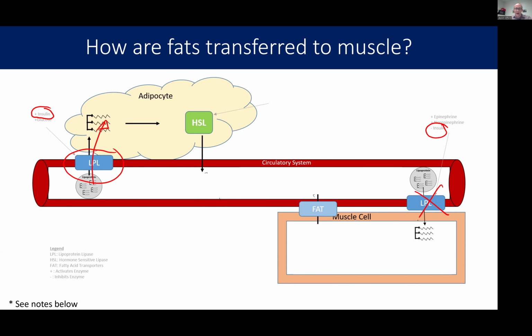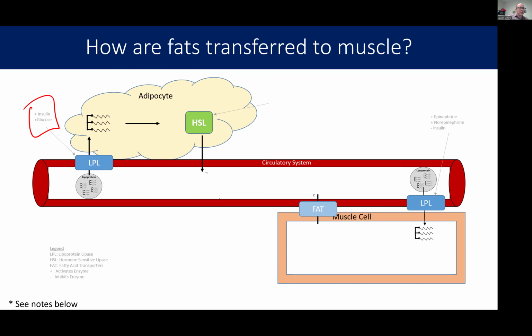So after exercise or after eating a dinner, you're going to be signaling for storage of triglycerides in the adipocytes, not in the skeletal muscle. Now, it's also stimulated by high glucose, which is very similar to this rest and digest condition.